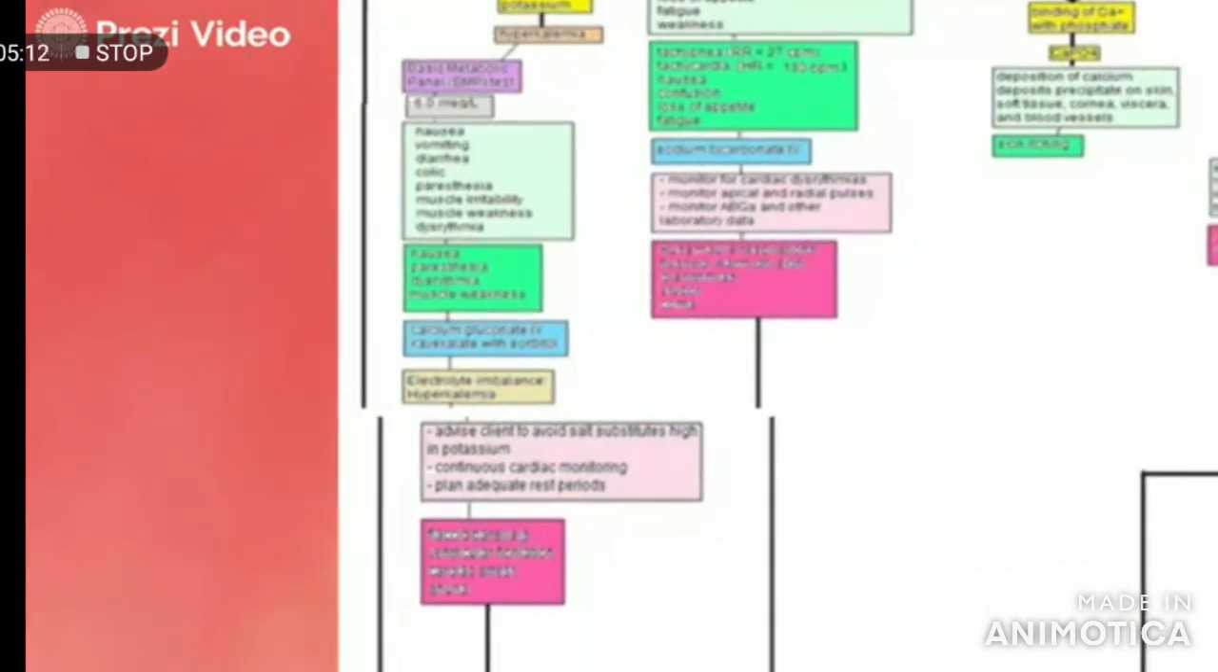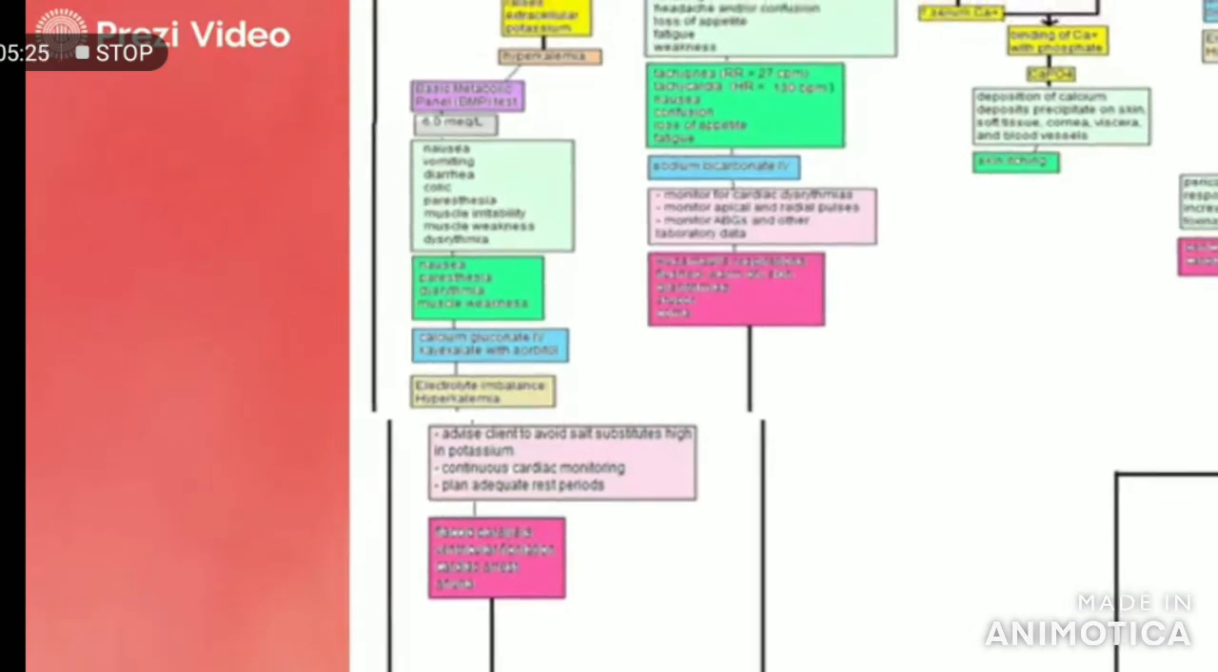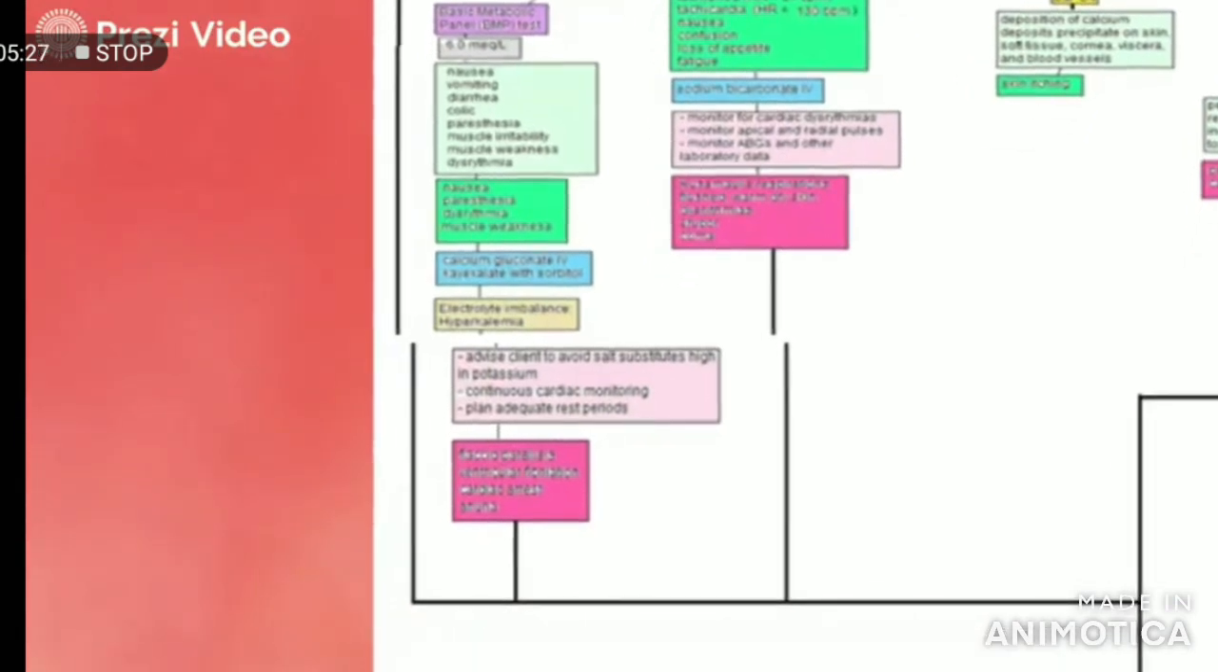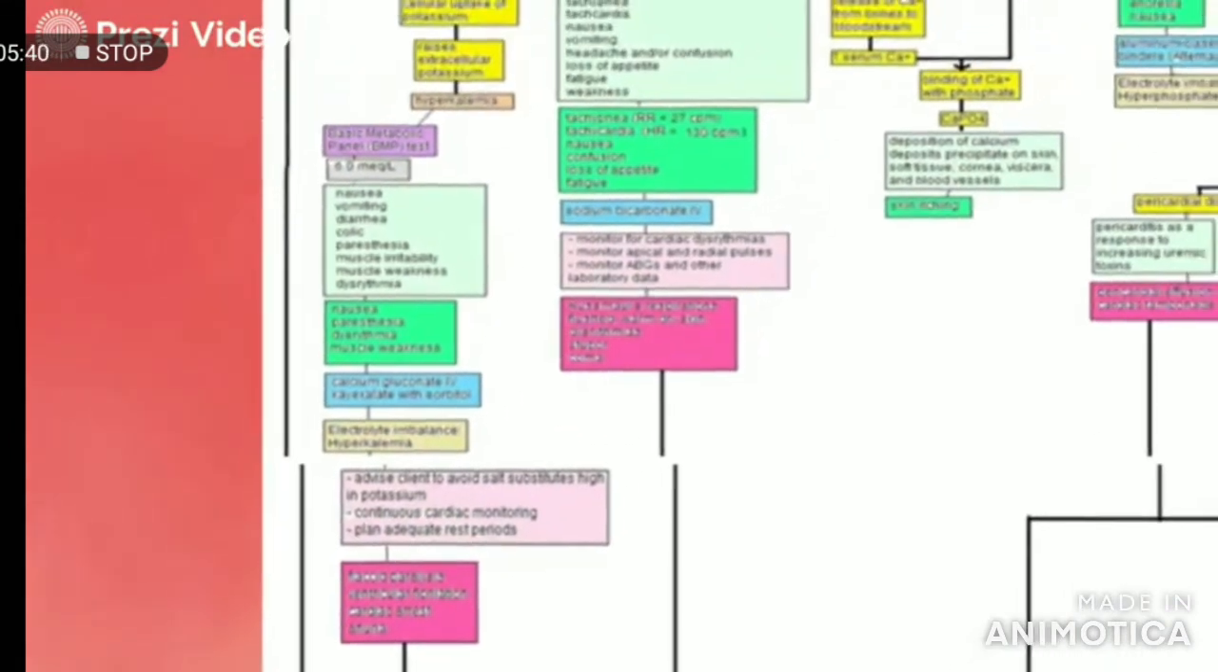Nursing management would be to advise the client to avoid salt substitutes high in potassium, continuous cardiac monitoring, and plan adequate rest periods. The complications would be flaccid paralysis, ventricular fibrillation, cardiac arrest, and anuria.